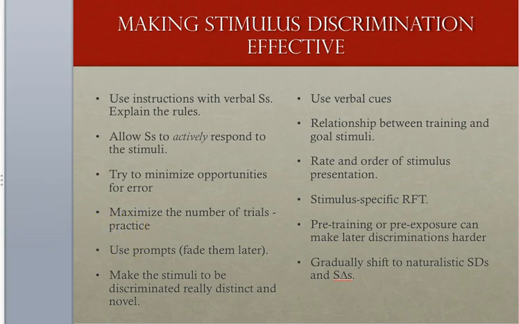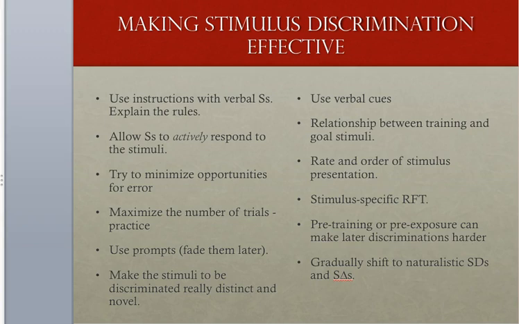You want to maximize the number of trials. You want to give them lots of practice. So lots of practice with lots of success. Those two things together are very, very powerful when it comes to acquiring a new discrimination. You know what they say? They say, perfect practice makes perfect. And so getting it right many, many times and doing it many, many times means that you're going to get better and better at the discrimination.